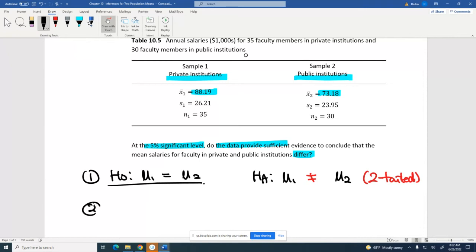Step 2. Alpha, the significance level. Can you see the significance level? 5%, 0.05. Okay, let's do it.